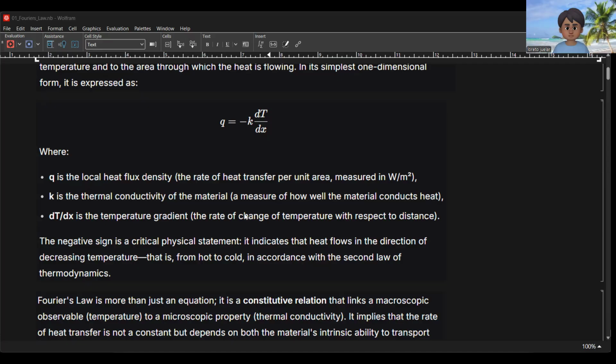The negative sign indicates heat always flows from higher temperature to lower temperature, consistent with the second law of thermodynamics. So this equation is the fundamental mathematical model for analyzing heat conduction in engineering and physics.